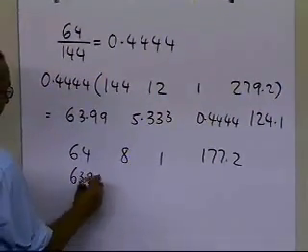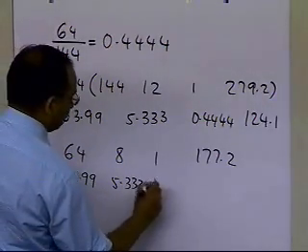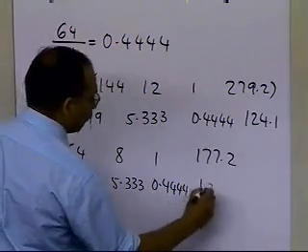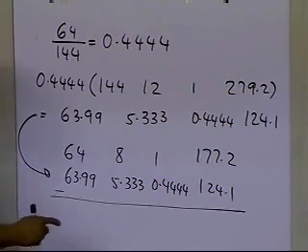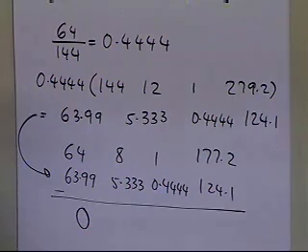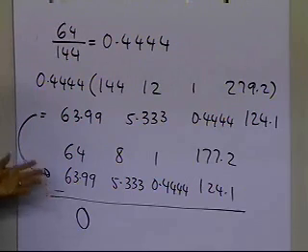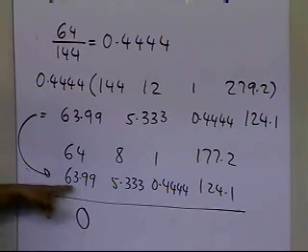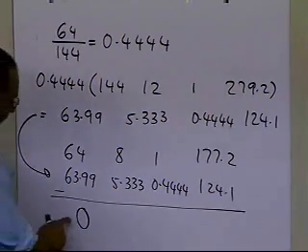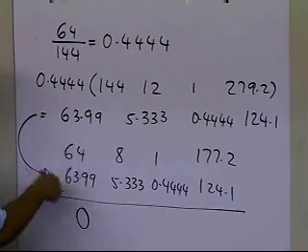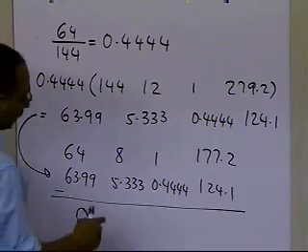The multiple of the first row is right here: 63.99, 5.333, 0.4444, and 124.1, and I'm going to subtract it. Now this is 64 and 63.99, and I'm going to say this is 0, because that's how it's going to be treated. When you write a program for Gaussian elimination, whether naive Gaussian or partial pivoting, we don't even calculate this value because it's automatically going to be 0. In hand calculations, we show it as 0, even if there's some round-off error, because that's what it would have been.